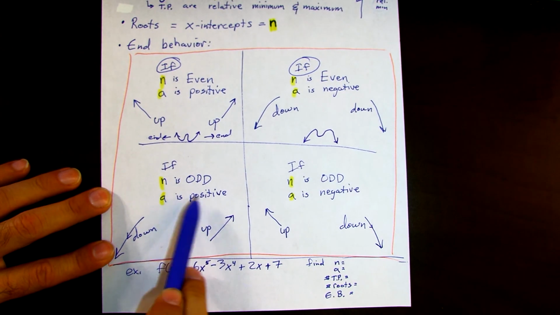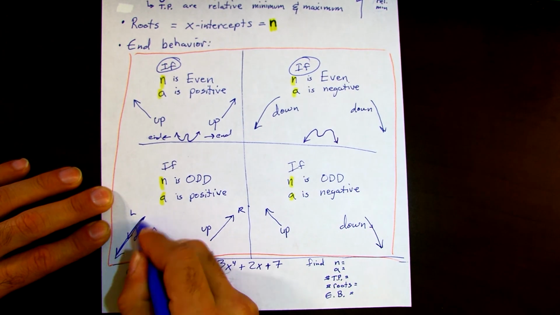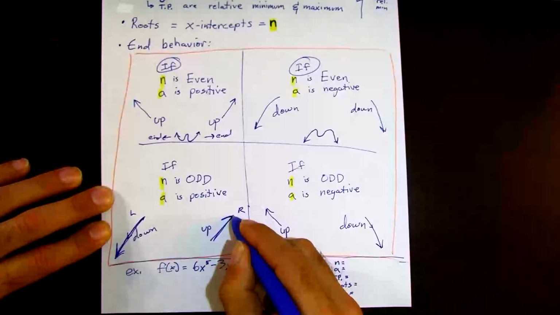Next we have, if n is odd, a is positive. On the left side, left and right, the left side's going down, the right side's going up.